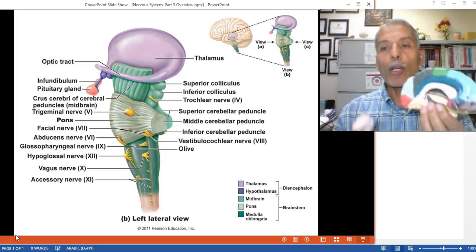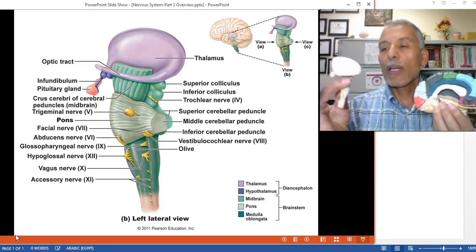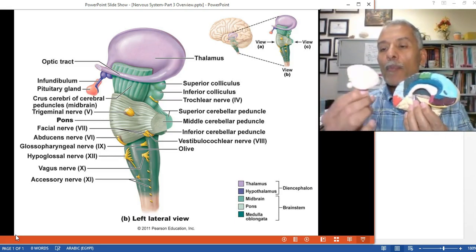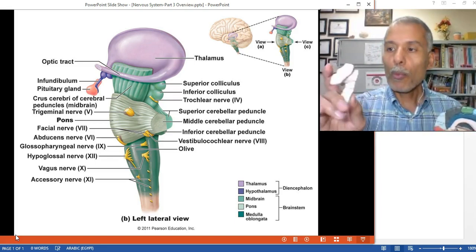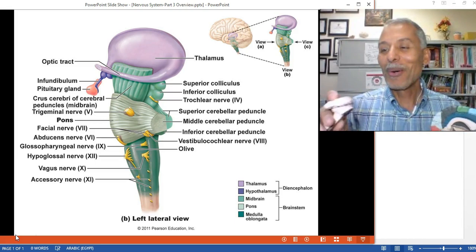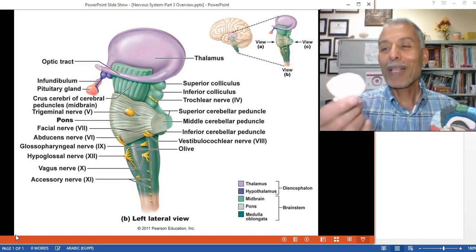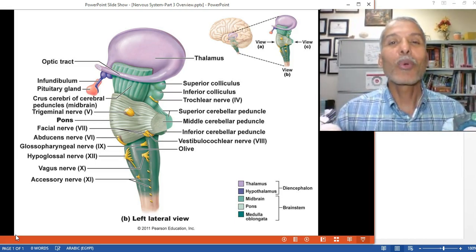Again, it's the biggest part of the brain, and everything else here, you have the brain stem, and you have the thalamus, two thalami, or pieces of the thalamus, left and right. We call them the thalamic nuclei.